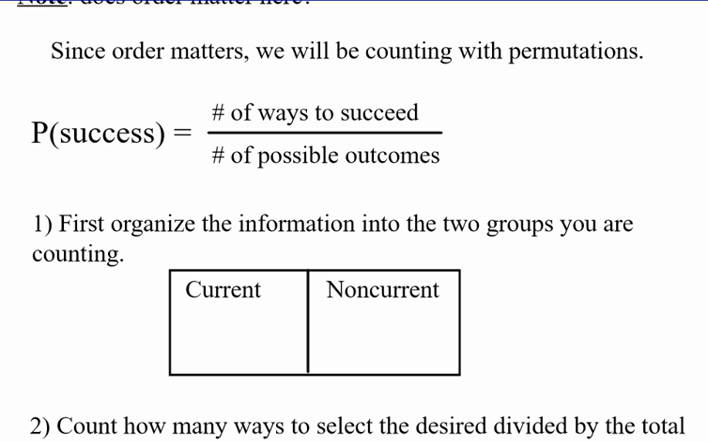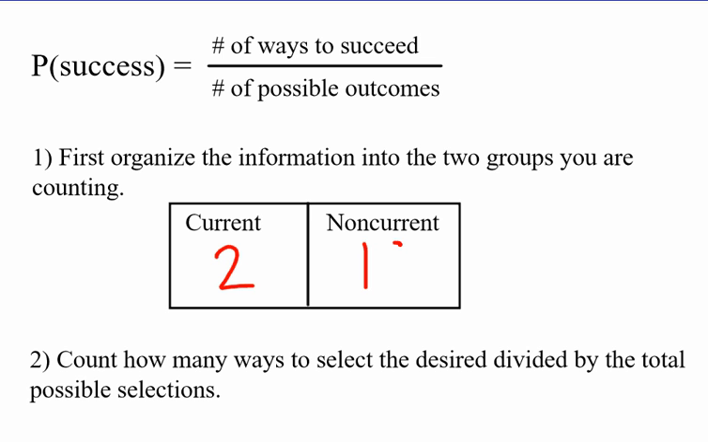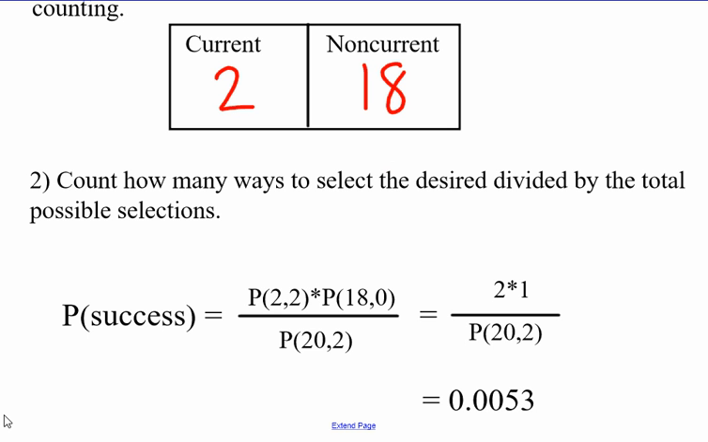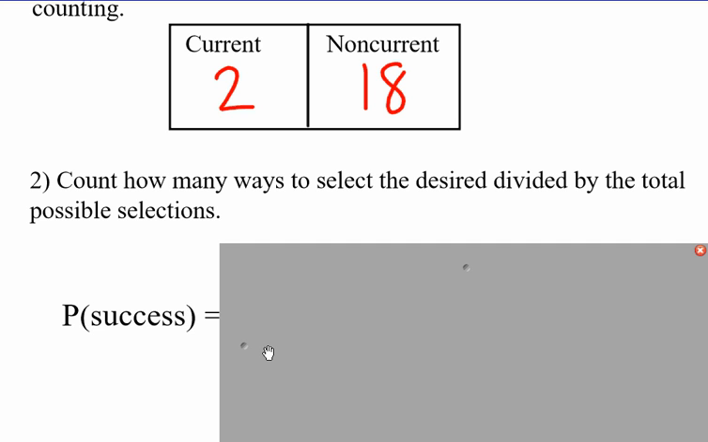The very first thing we're going to do is organize the information into the 2 groups that we are counting from. There are 2 current people in the role, and there are 18, because I think it was 20 people total. Yep, 18 people not currently in the role of president or vice president. So organize our information. We're going to do this almost for all of the problems. Second thing is we're going to count how many ways to select the desired, just going to kind of talk our way through it a little bit step by step. Count how many ways to select the desired amounts divided by the total number of possible selections.